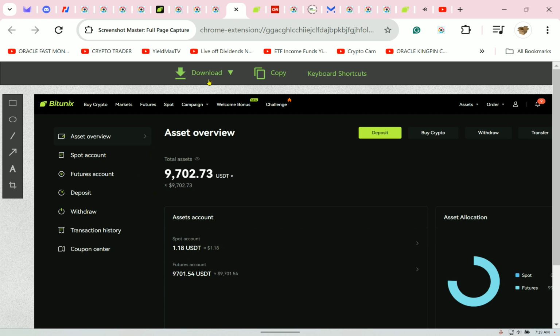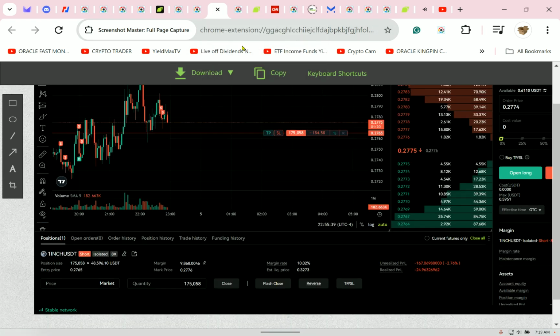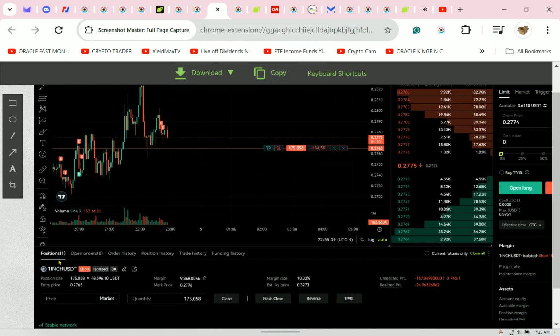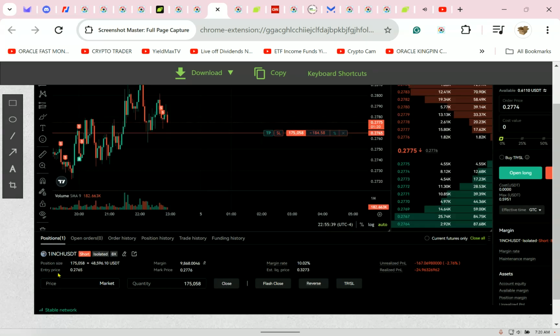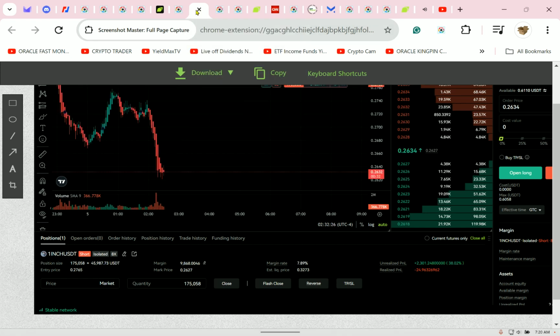Anyway, so I started with 9,700. And I used that strategy to pick 1inch. Why did I pick 1inch? Last night, 1inch was up 22% when Bitcoin was up before the fall. So I put all my focus into 1inch, okay? And a few hours later, I made $2,300, 38%.